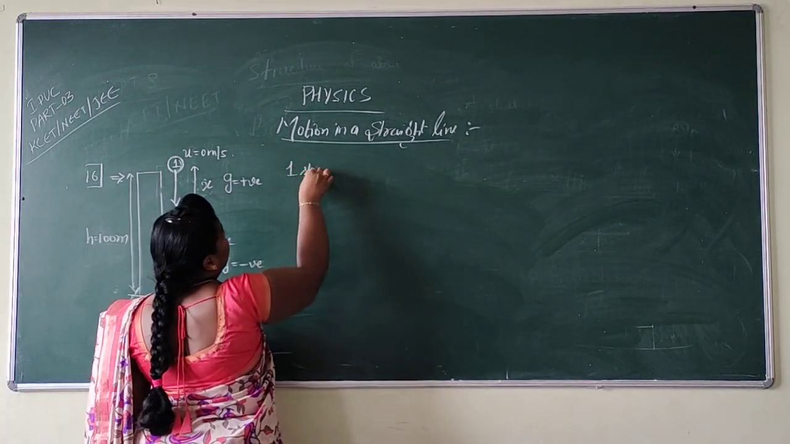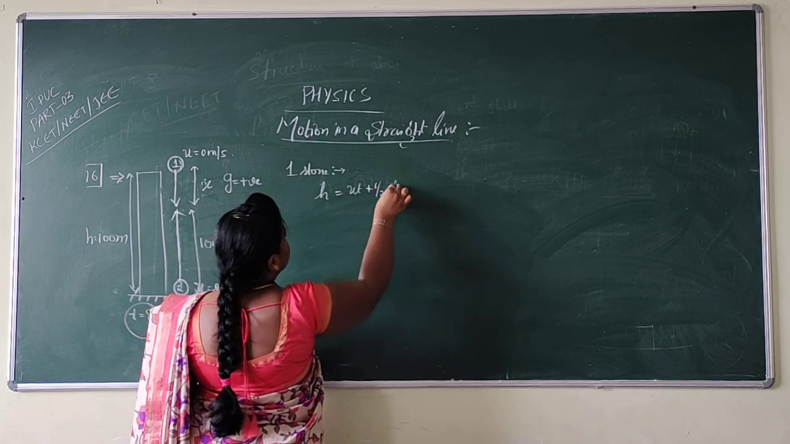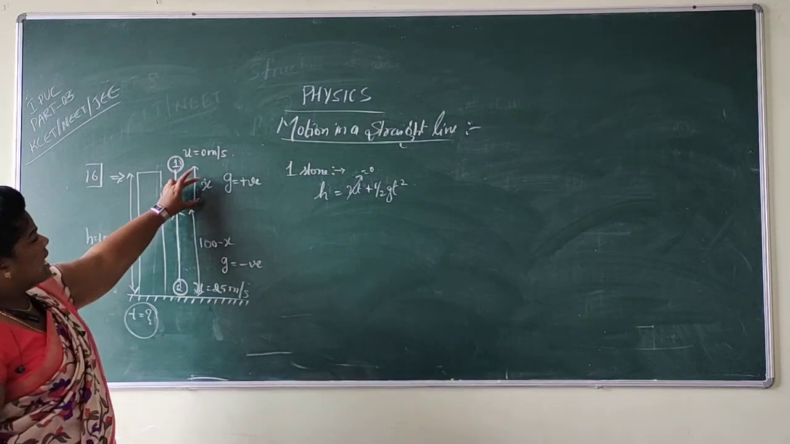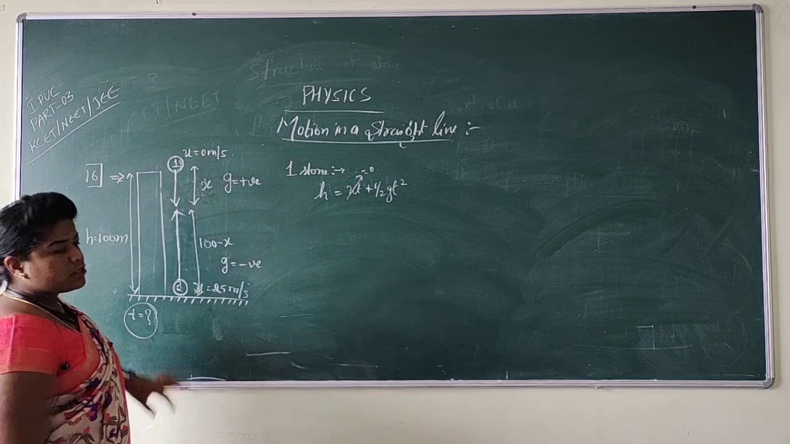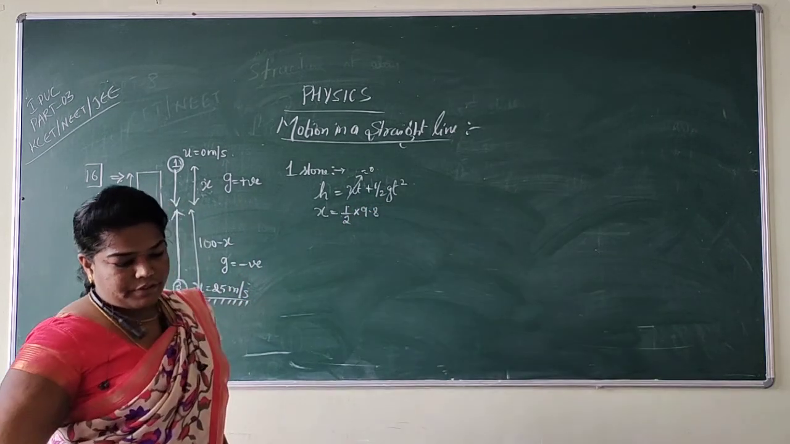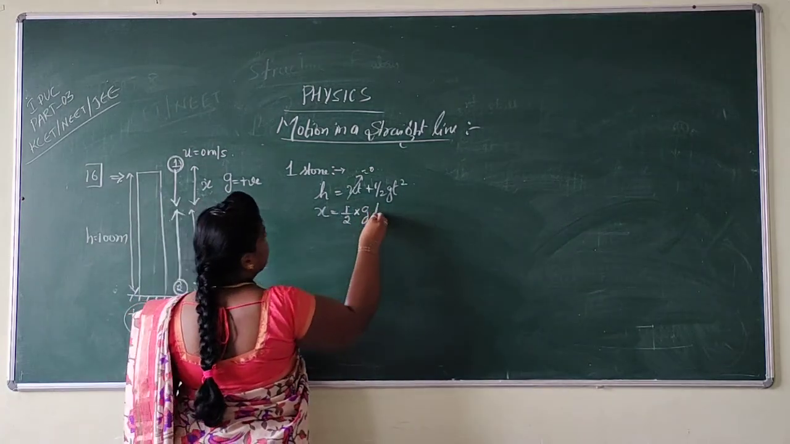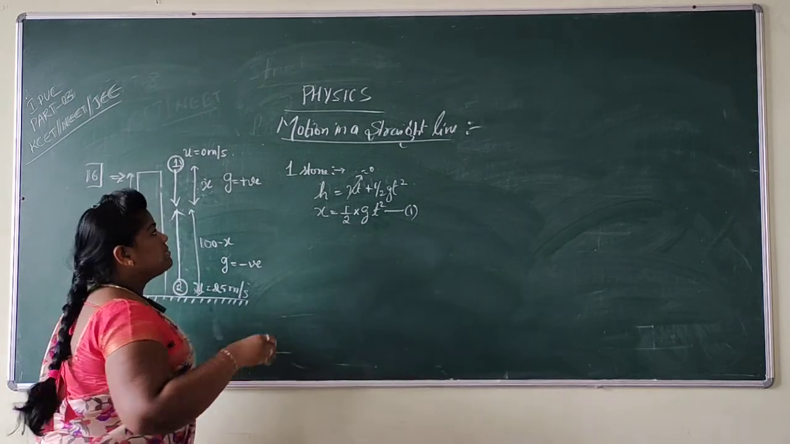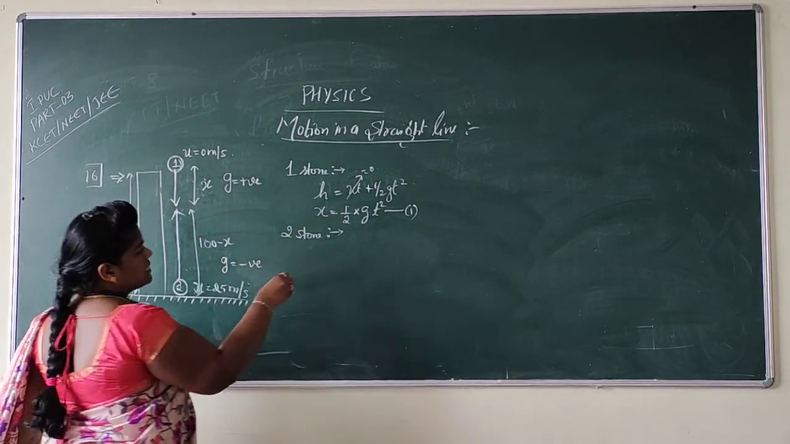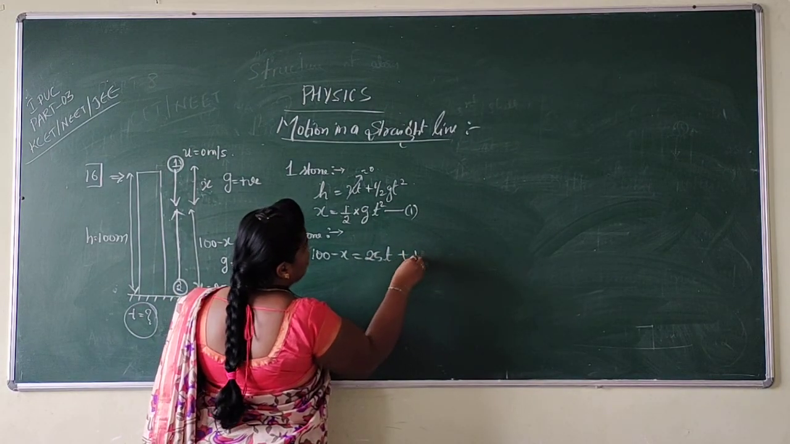Now for the first stone, I am using the formula x is equal to ut plus half gt square. Here the initial velocity is 0, so this term becomes 0. So h is x, the height covered by the first stone, which we don't know, so it is taken as x, which is equal to half gt square. I am taking g as 9.8, or for easier calculation you can consider it as 10 also. Take this as equation number 1 for the first stone. Similarly, for the second stone I use the same formula. Here h is 100 minus x, which is equal to, the initial velocity is 25, we don't know the time, ut plus half gt square.